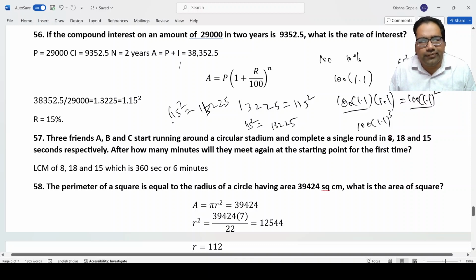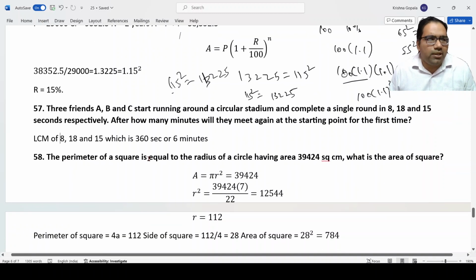So in these cases, when we know the time periods of different people, how long they are taking to complete the rounds, what we just have to do is calculate the LCM and find out. At that LCM, all these people will meet. The LCM of 8, 15, and 18 is equal to 360, which is equal to 6 minutes. This is an easy problem. This also should not take more than 30 seconds.